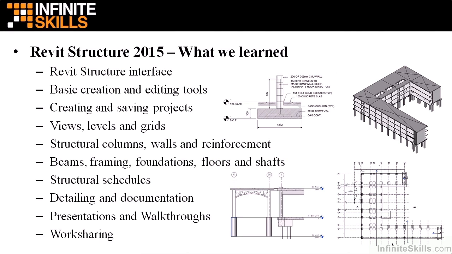From there, we moved into structural reinforcement, such as rebar and different rebar types. We talked about reinforcing walls, floors, and slabs, using area reinforcement and path reinforcements. Then we moved into beam and framing, where we created beams. We attached beams to frames. We looked at their intersection and their joins.